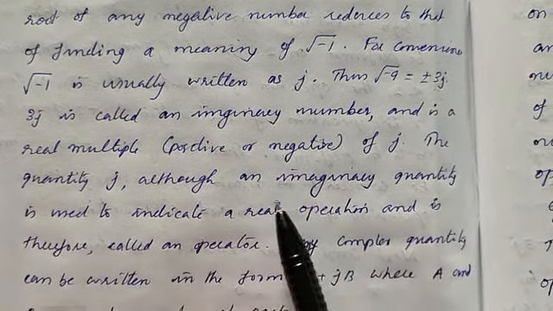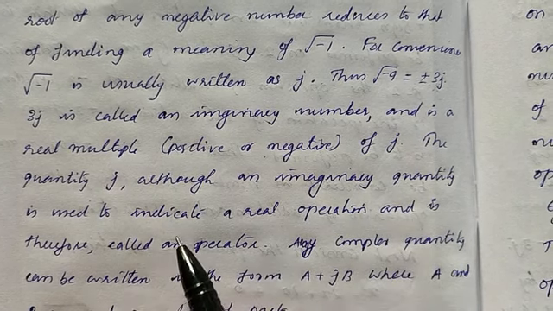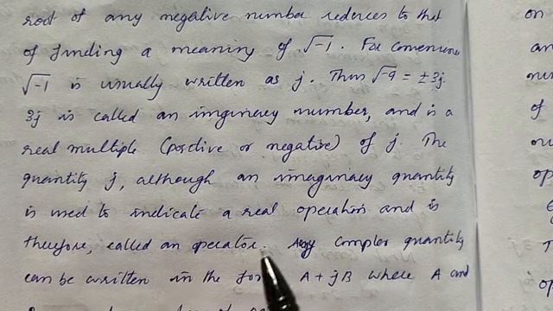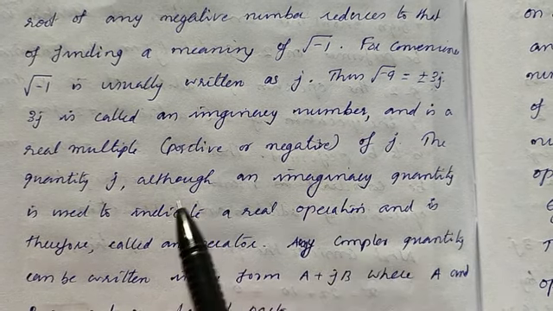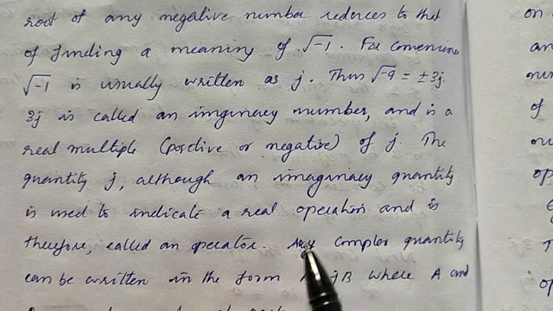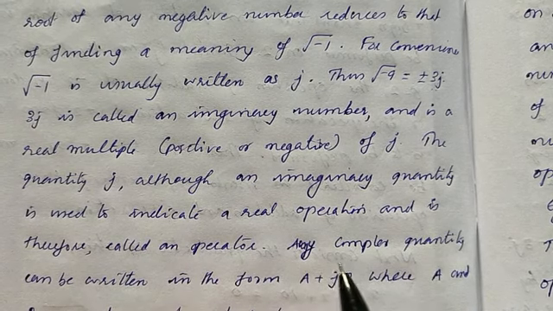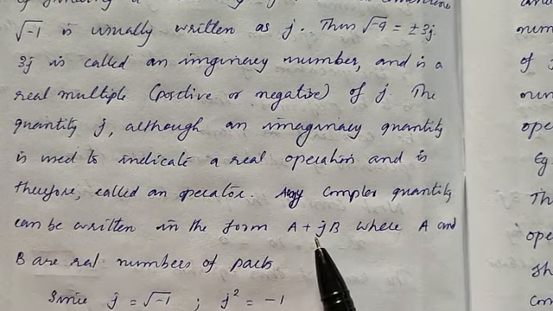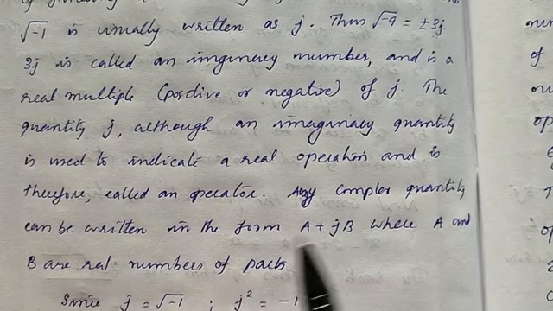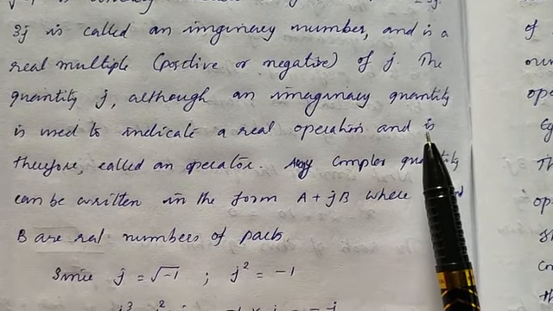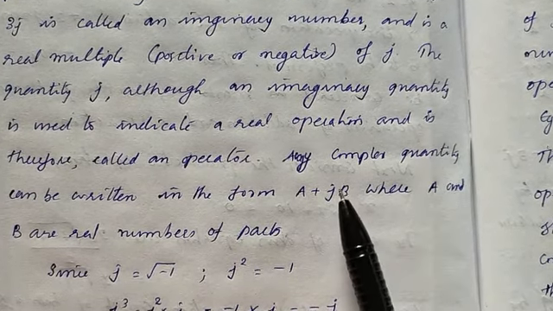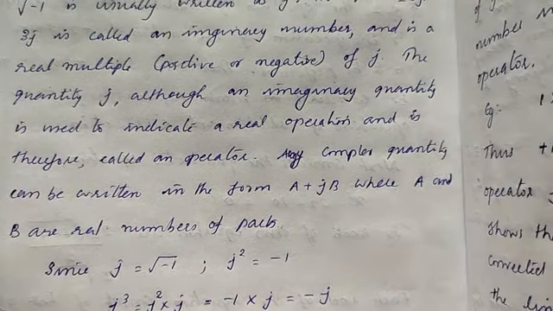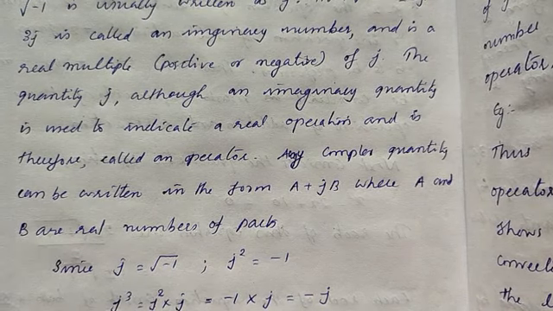The quantity j, although an imaginary quantity, is used to indicate a real operation, and it is therefore called an operator. So j is called a real operator. Any complex quantity can be written in the form a plus jb, where a and b are real numbers, the parts of the complex quantity.